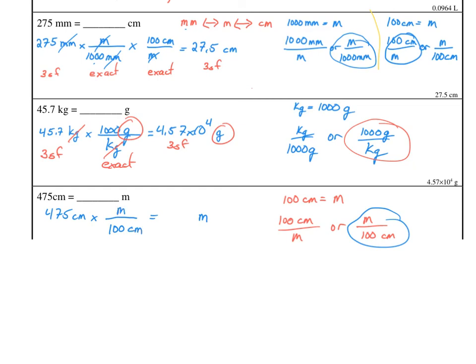100 centimeters is equivalent to a meter. So our units of centimeters cancel out. We get our desired unit, meters, and we do the appropriate math. 475 divided by 100 is 4.75.